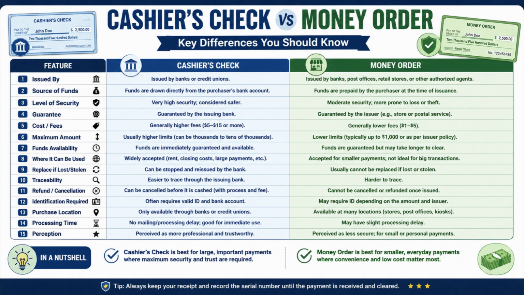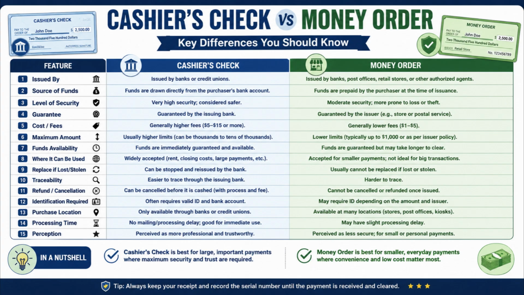to clear. Number 8. A cashier's check is widely accepted for large transactions such as rent, property purchases, and business payments, whereas a money order is mainly used for smaller, everyday payments. Number 9. A lost or stolen cashier's check can often be stopped and reissued by the bank, whereas replacing a lost money order can be difficult and time-consuming.